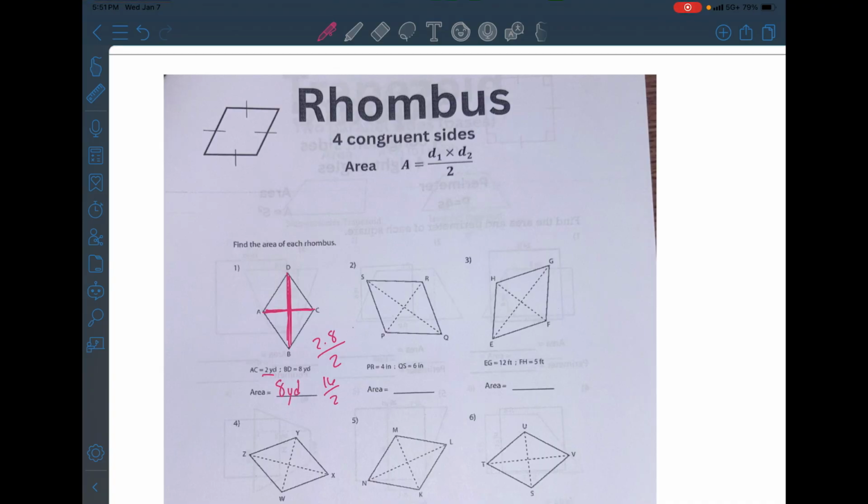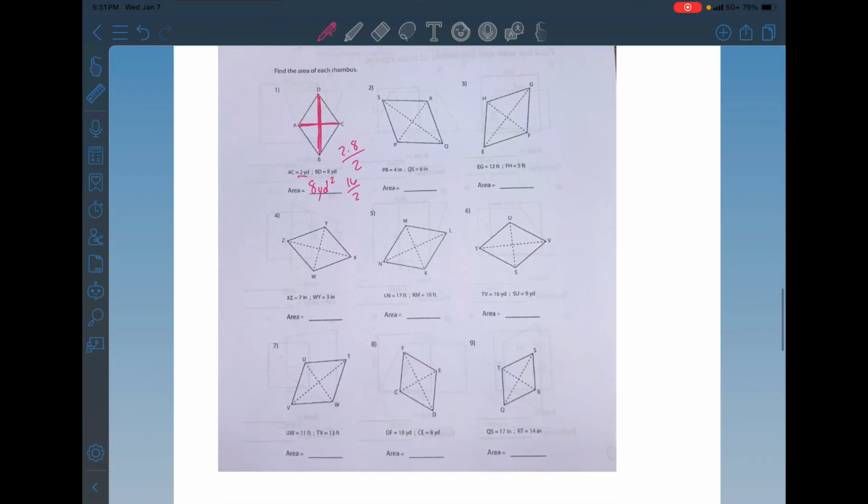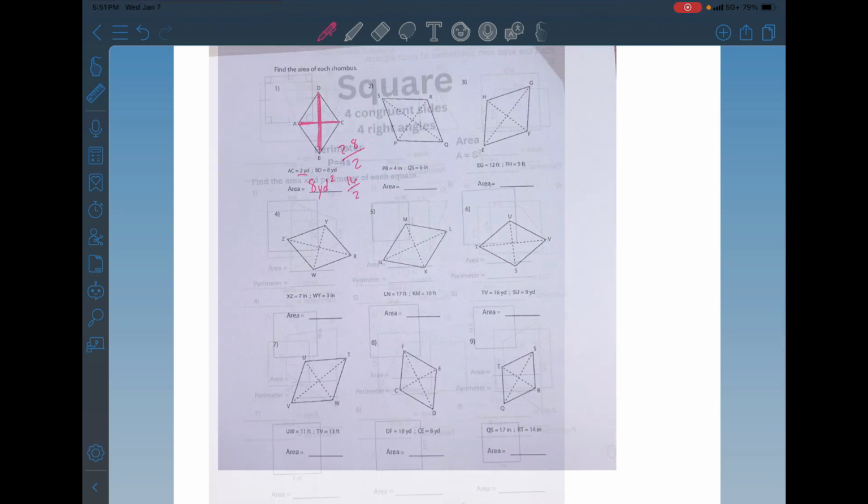This is area we're talking about, so we have to square that unit. So you're going to do that. It gives you each diagonal. You're going to do that for each shape. Come back when you're finished.